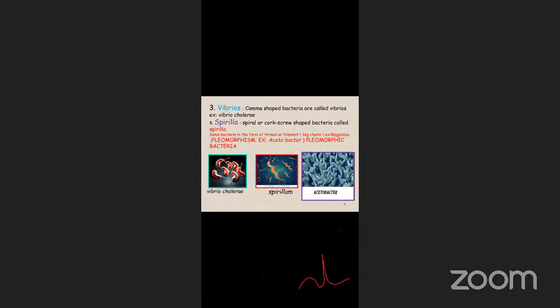These are other types of bacteria. And before going to that, some bacteria are in the form of a thread or filament, with long chains. Then pleomorphic bacteria. What is pleomorphism? Any idea? Pleomorphism.